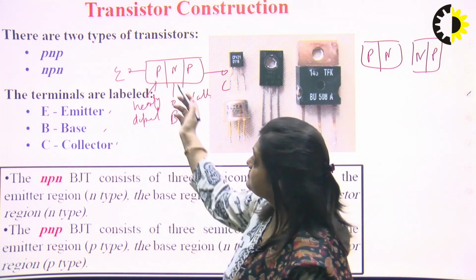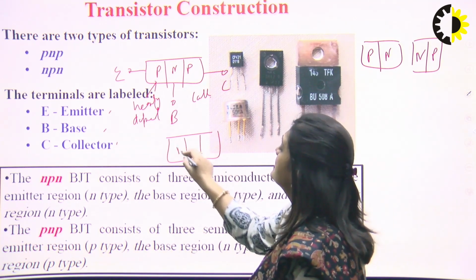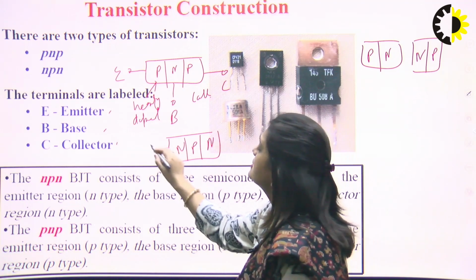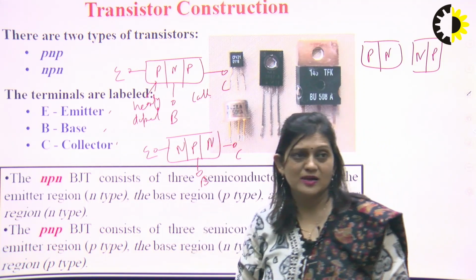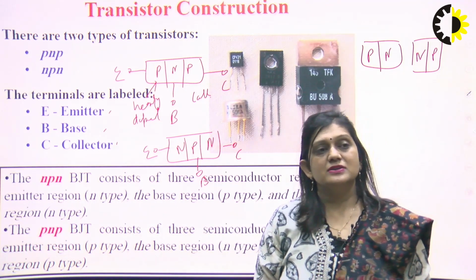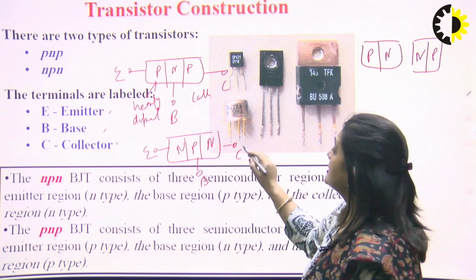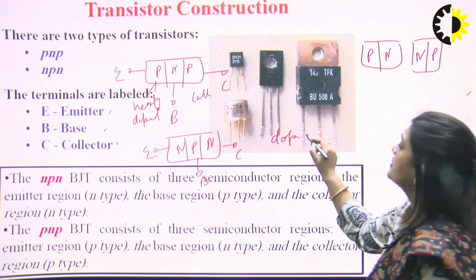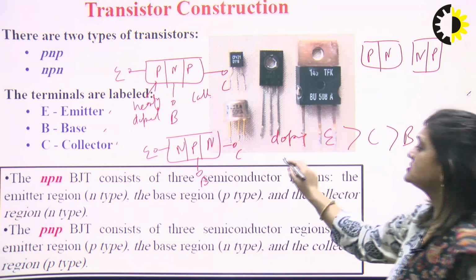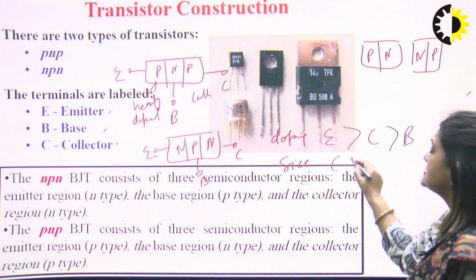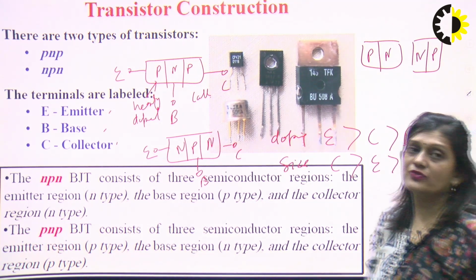And also, the PNP transistor is in this way, and the NPN transistor will be in this way. This N will be the emitter, P will be the base, and this N will be the collector. Similarly here, the doping level of the emitter will be high and the size of the collector will be high. In all these cases, doping will be high for the emitter, then for the collector, and then for the base. And size wise, the collector size will be highest, then emitter, and then base. So, this is the doping and the size profile of a transistor.